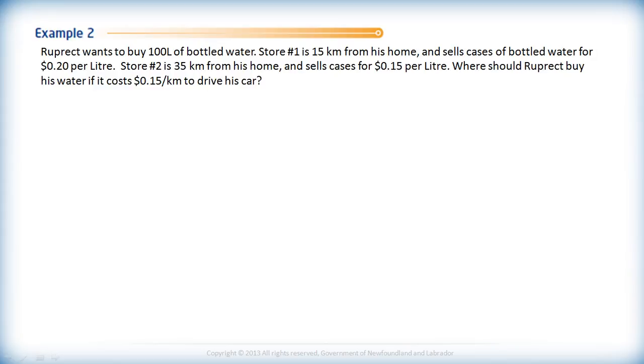Okay, let's see. Let's do a scenario for each one. Let's go store number 1. So at store number 1, it says it's 20 cents per liter. So using a multiplication strategy, 100 liters multiplied by our rate, which is 20 cents per liter, is going to cost us $2. $2 worth of water for Ruprecht for 100 liters, no, it's not, it's $20. Holy smokes, do some arithmetic. $20 for 100 liters at store number 1.